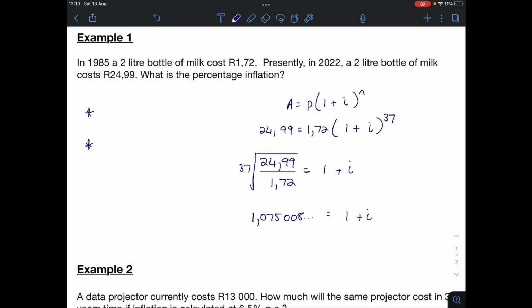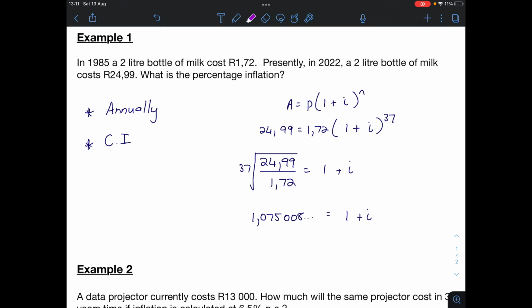Okay, now we're on to some examples of inflation. But before we get started, let's remember two very important things. The first thing is that inflation is only calculated annually, in other words, once a year. It's never compounded quarterly or monthly, etc., just compounded annually. And the second thing is we always talk about compound interest with inflation. Okay, so our first example.